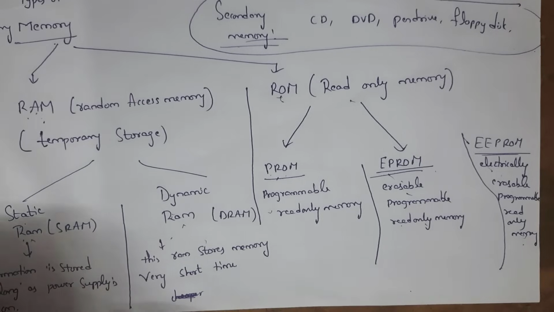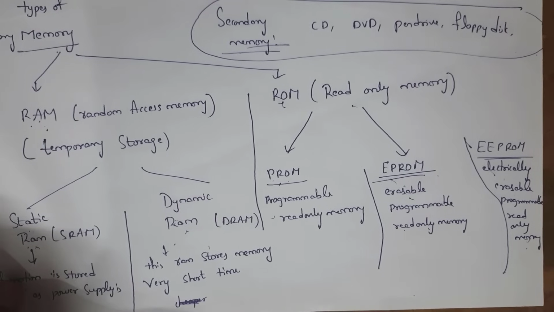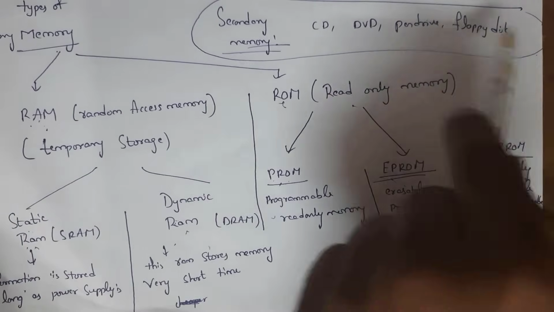Next I will explain secondary memory. We also call secondary memory external memory. Examples of secondary memory are CDs, DVDs, pen drives, and floppy disks. All these are examples of secondary memory.